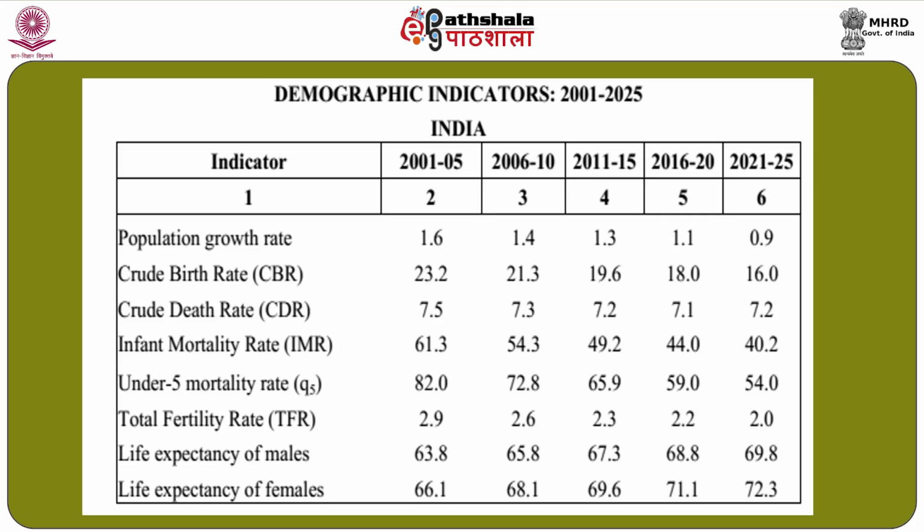Life expectancy of males at the base period 2001 to 5 is 63.8, and it gradually increases to 69.8 by the end of the projection period, that is 2021-25. Whereas life expectancy of females, which at the beginning of the projection period 2001 to 5 is 66.1, is increasing to 72.3 by the end of the projection period, that is 2021-25. So here you can notice the expectation of life at birth for females is higher than the males. The projected population figures of all major states for quinquennial periods starting from 2001 to 2025 were given in the technical report in appendix tables.